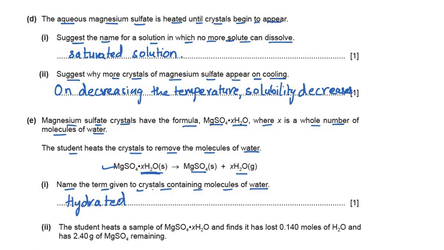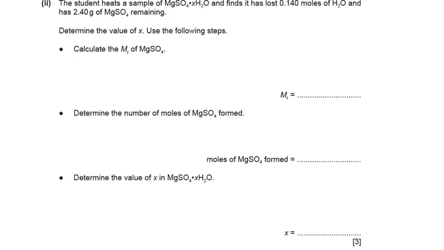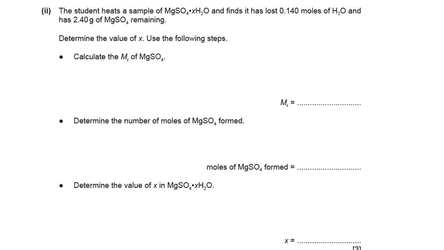The main part is any substance carrying water is called hydrated. Now let's go ahead with the next subpart. It shows there is some calculation here. Let's see what the calculation is. The student heats a sample of hydrated magnesium sulfate and finds it has lost 0.140 moles of water and has 2.40 grams of magnesium sulfate remaining.